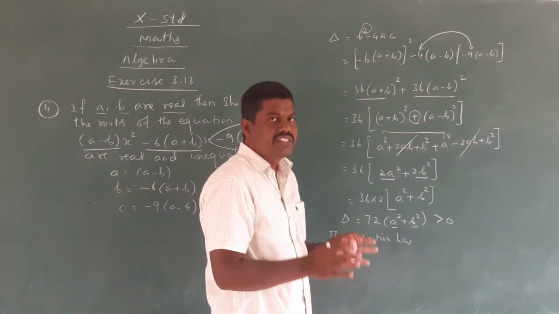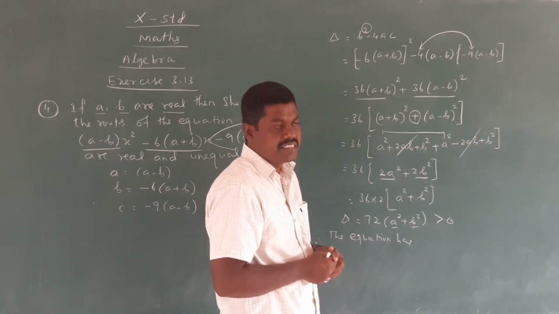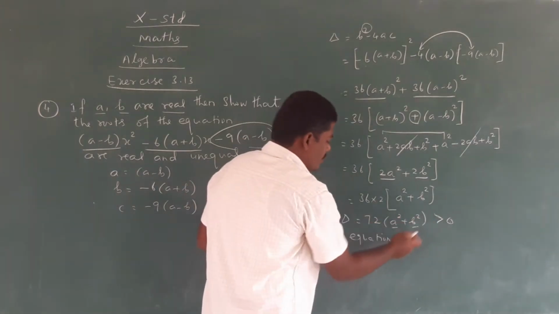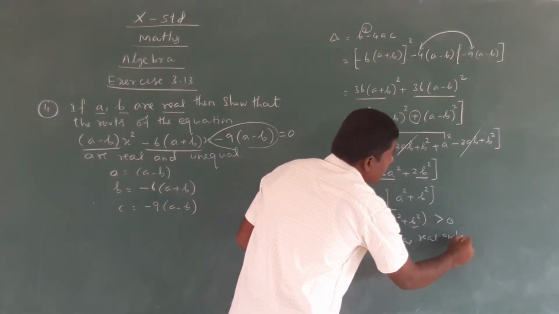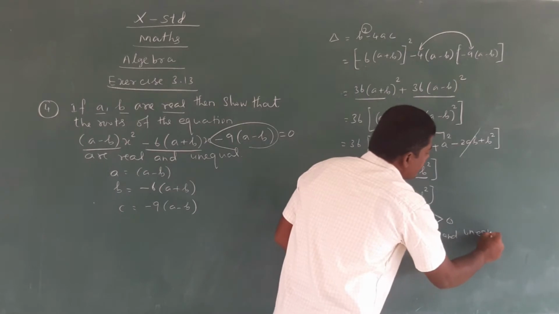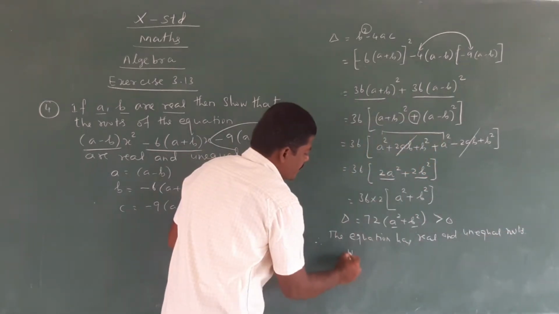So delta greater than 0 means the equation has real and unequal roots. Already we discussed that. Delta greater than 0, that is why the equation has real and unequal roots. Next rule.